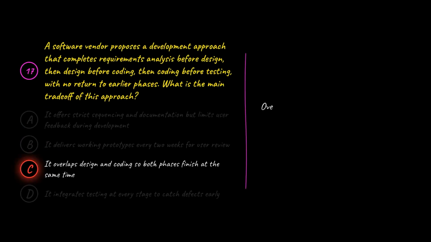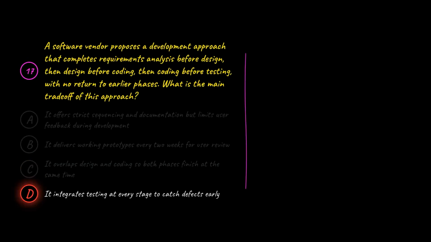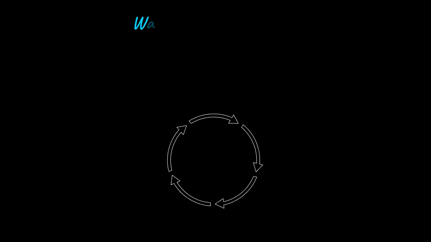C is wrong because overlapping design and coding describes the parallel method, where phases run concurrently to shorten timelines. D is wrong because testing integrated at every stage describes the V model, which pairs each development stage with a corresponding testing stage. The waterfall method is one of the oldest and most structured approaches to software development. Understanding why it was created and where it still fits helps you apply it correctly rather than dismiss it outright.